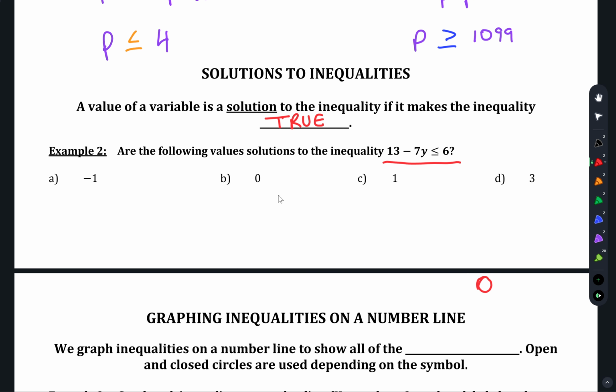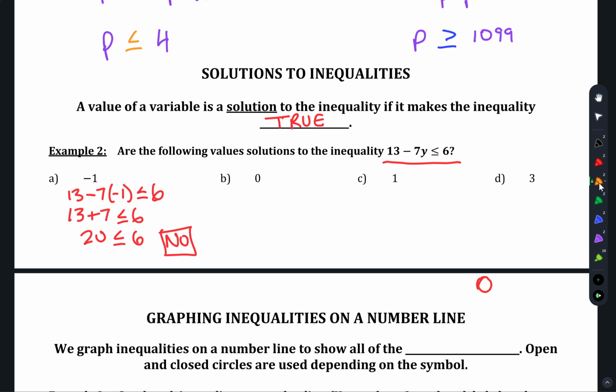So I start with letter A, -1, 13 minus 7. Anytime I plug something in, I'm plugging it in parentheses. And simplify this using GEMDAS. So -7 times -1 comes first to make positive 7, which is 20, is less than or equal to 6. And we know that that is a false statement, so this is not a solution.